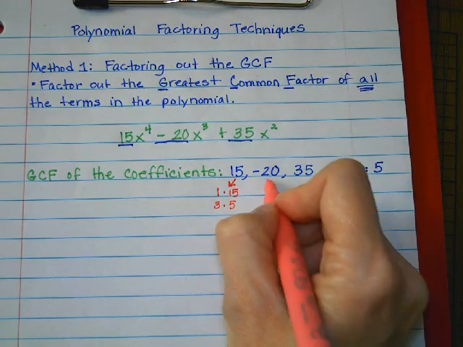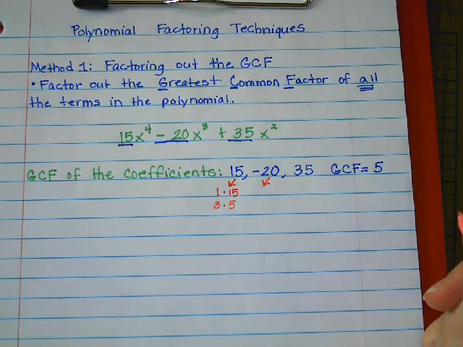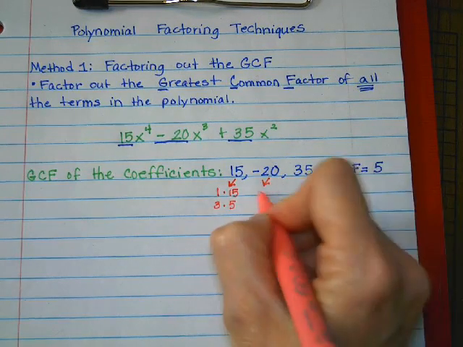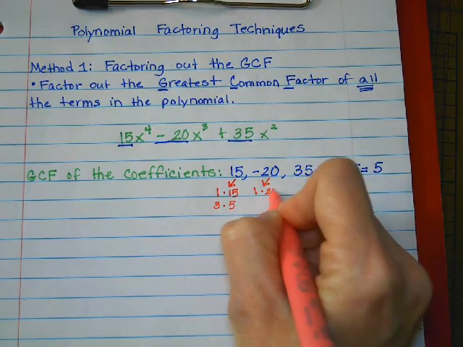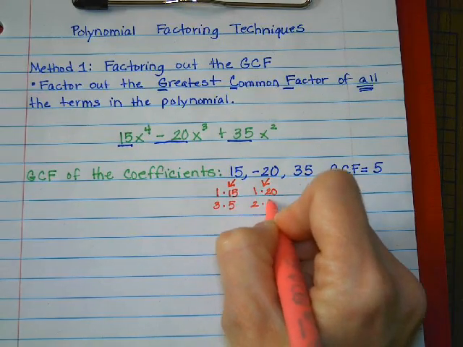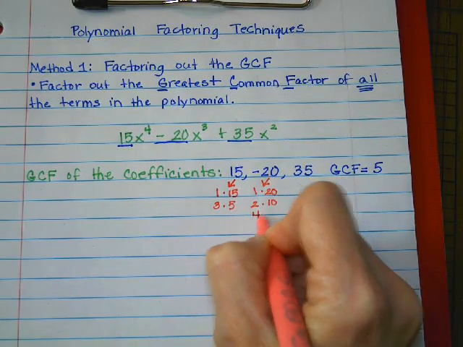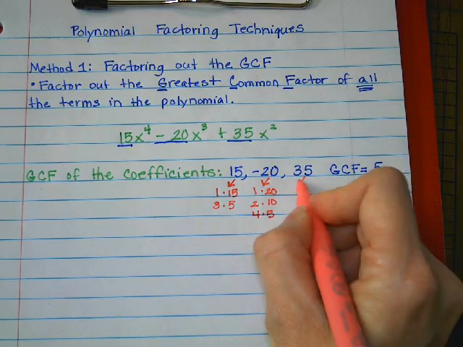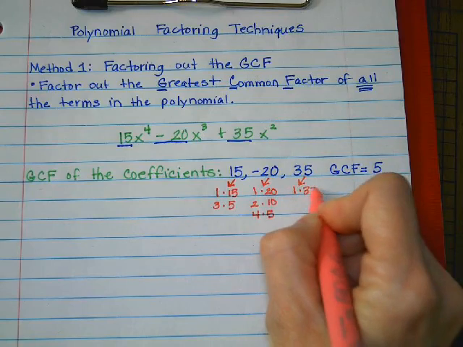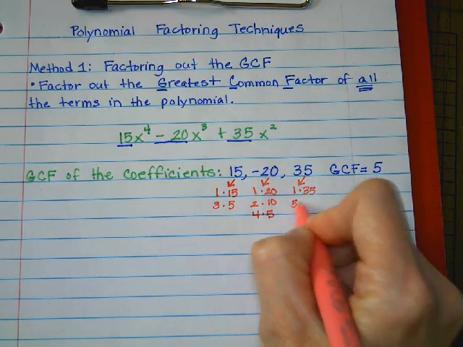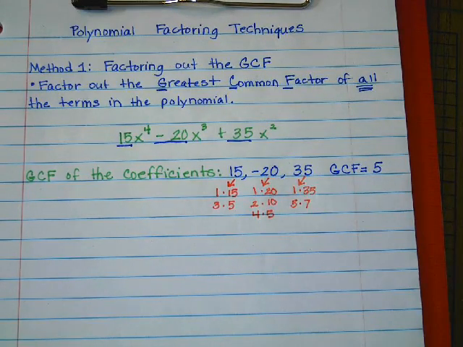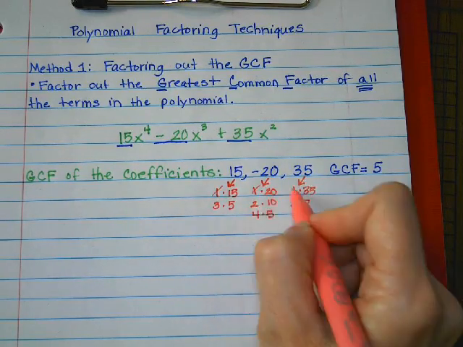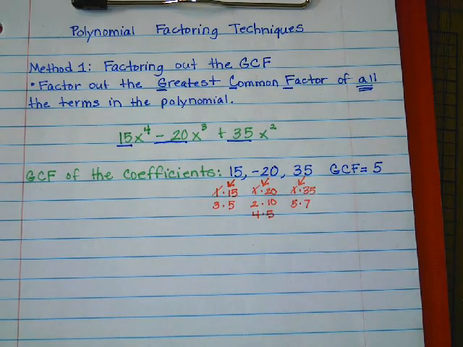For negative 20, we'll leave the negative alone for a second and just look at factors of 20. We can multiply 1 times 20, we can multiply 2 times 10, or we can multiply 4 times 5. For 35, we can multiply 1 times 35, or we can multiply 5 times 7. So we're going to disregard the ones, because if we divide by 1, we're right back where we started with the original number.